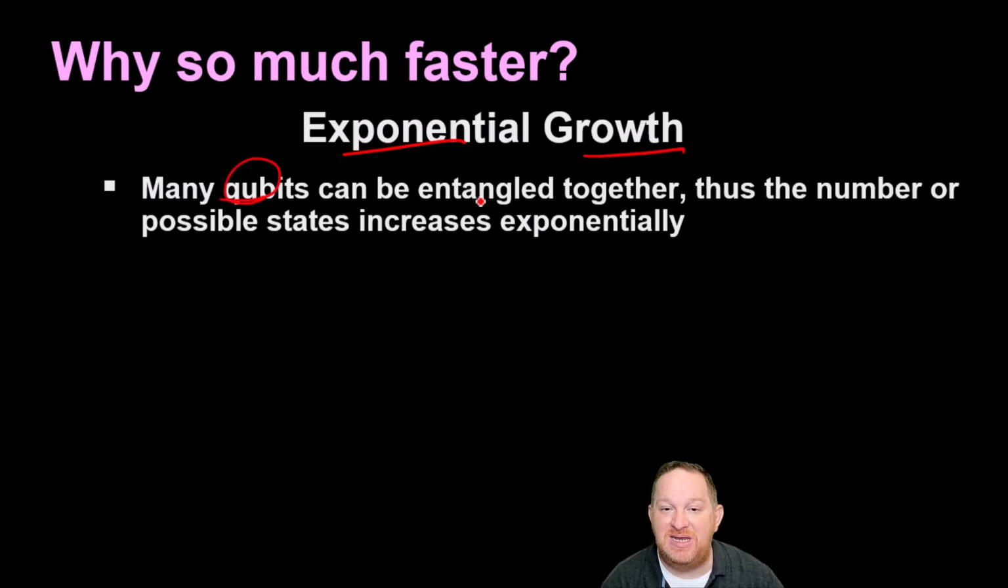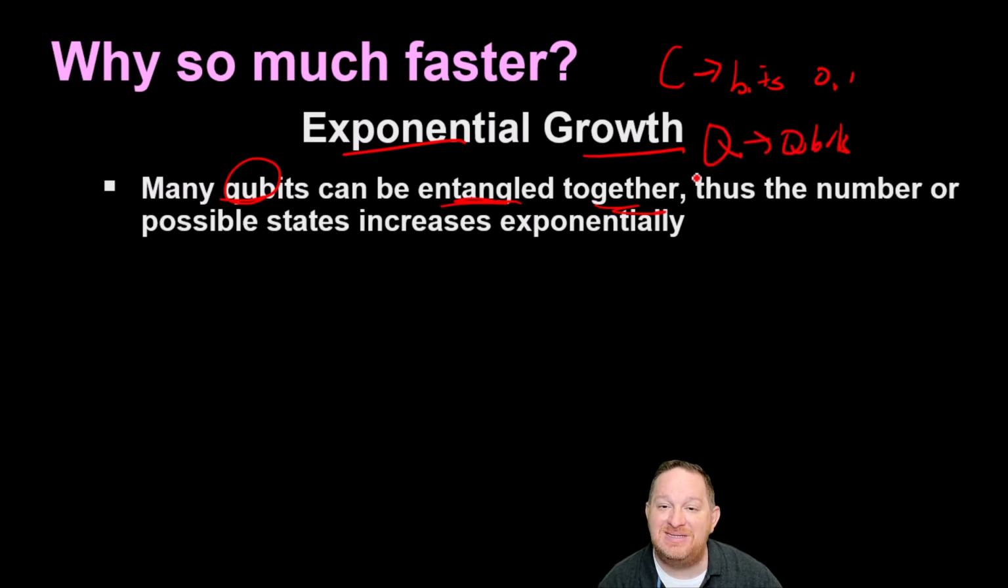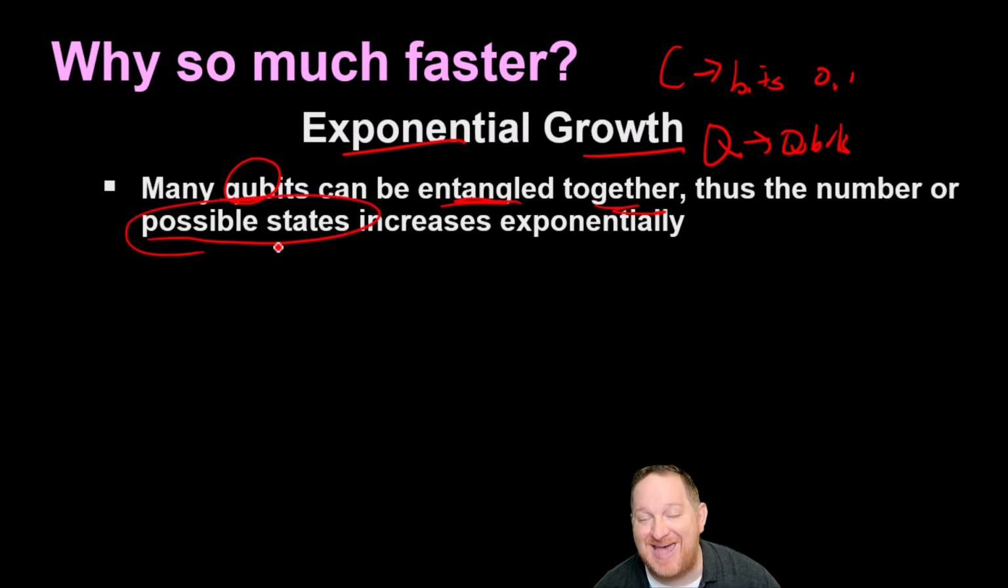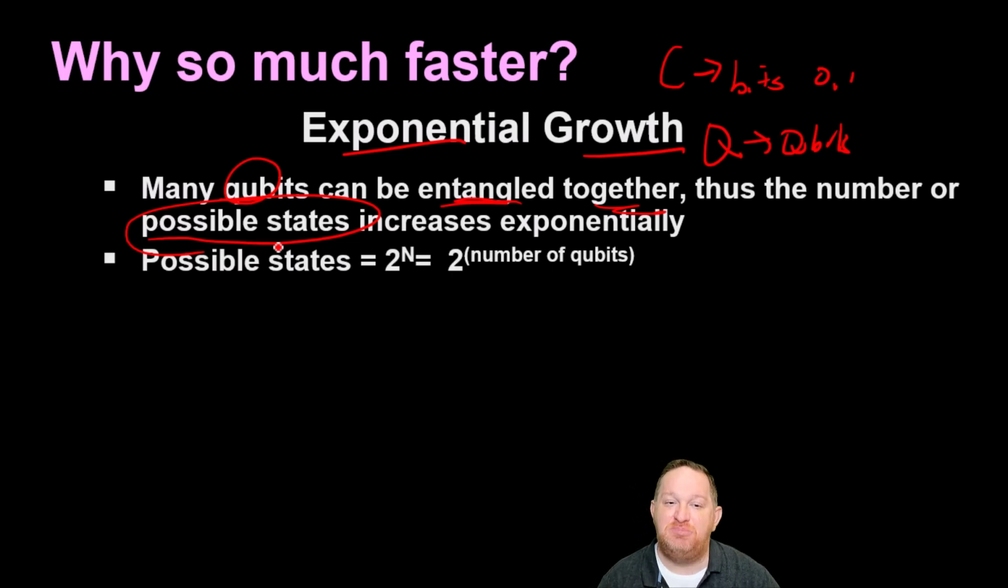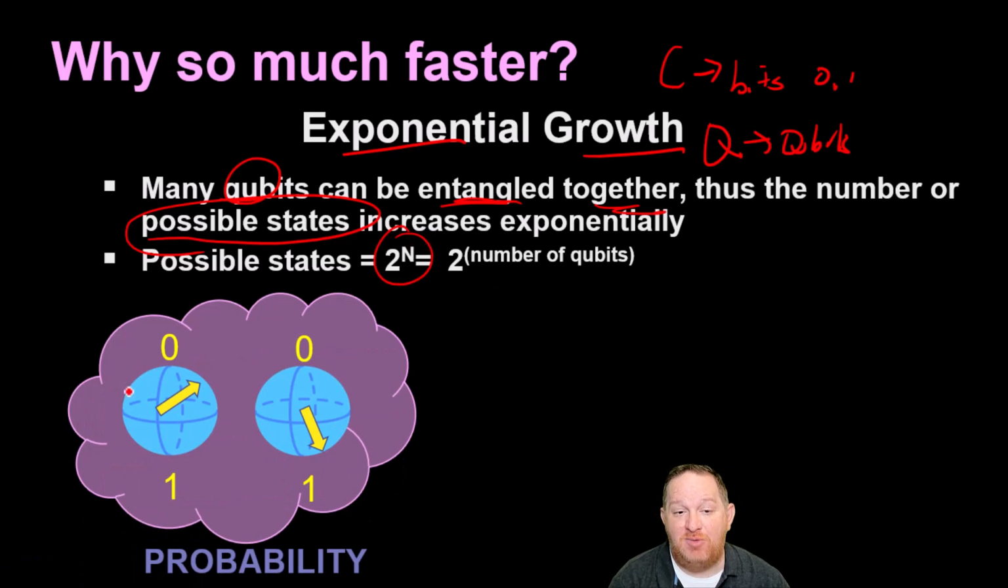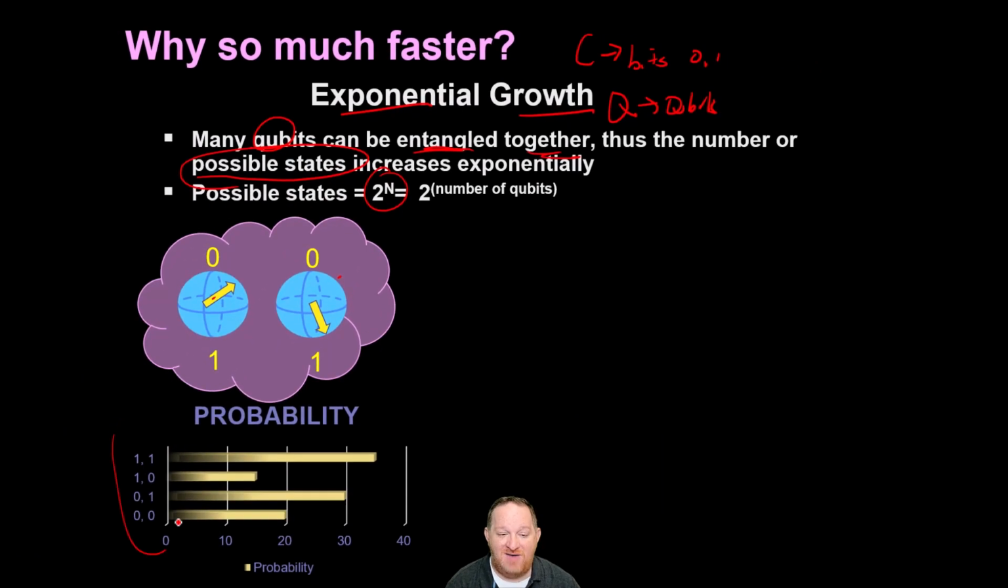Because qubits can be entangled together, right? Remember, bits, 0 and 1, can't be entangled with classical computing. But with quantum qubits, we can entangle many, many together. So our possible number of states increases exponentially. Here's a little formula that kind of shows that. If I'm looking at 2 qubits, remember, I've got 4 choices. It could be a 0 0, a 0 1, a 1 1, or a 1 0. Those are 4 choices.